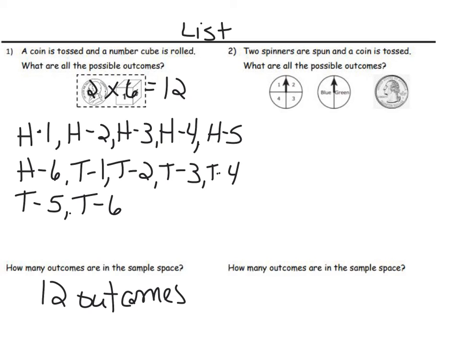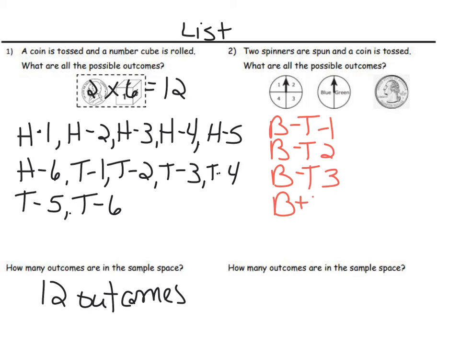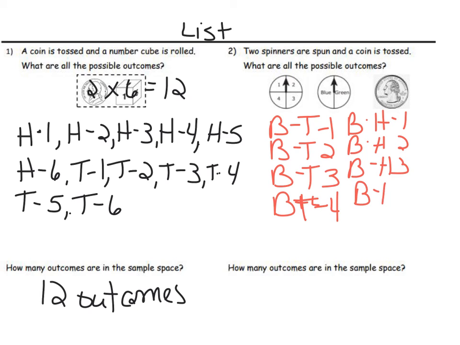For number 2, since we have 3 events, we have to list a possible outcome for each event. So you have blue with tails and 1, blue tails 2, blue tails 3, blue tails 4. Oops. And then I also need blue heads 1, blue heads 2, blue heads 3, blue heads 4.